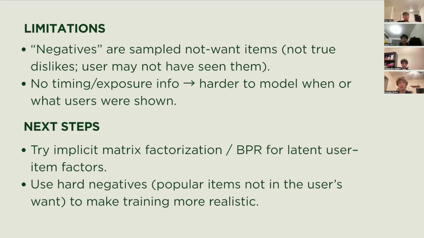There are a few limitations. Negatives are sampled items the user may never have seen, and we don't have timing or exposure information. So for the next steps, we can try implicit matrix factorization or BPR to capture latent factors and use harder negatives like popular unseen items to make training more realistic.